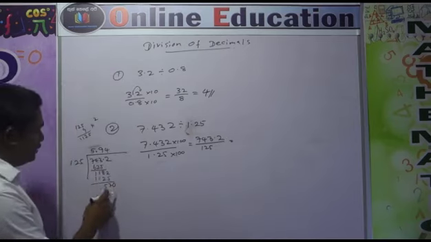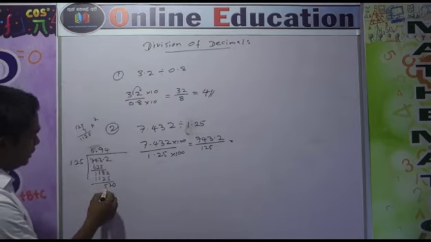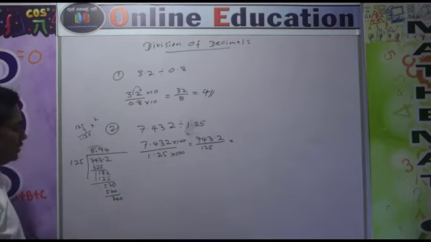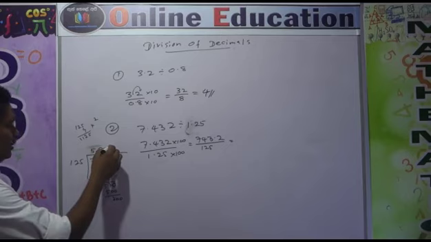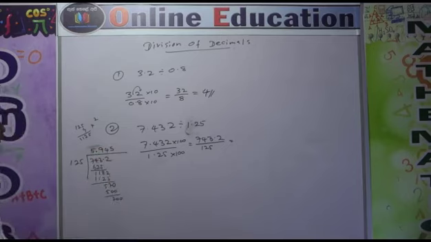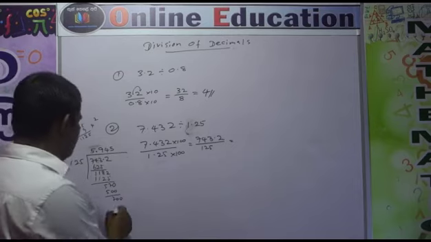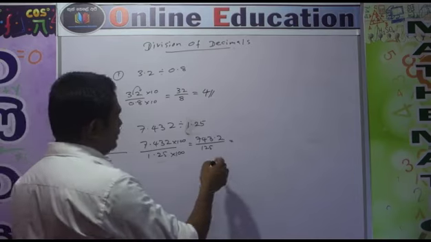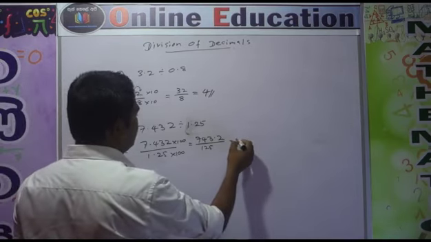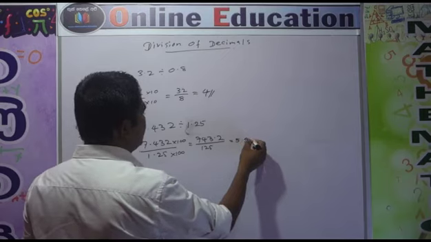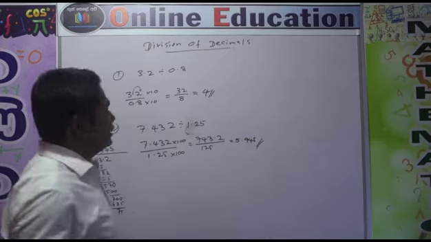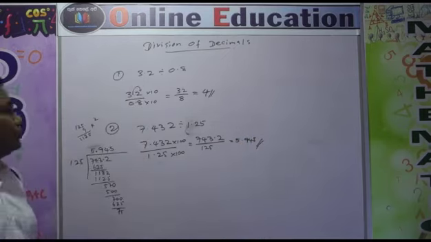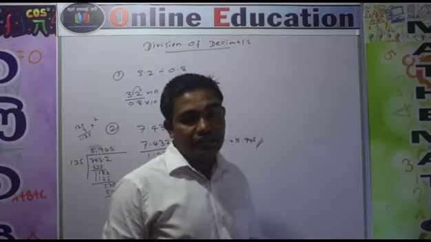If you want to continue again, you can continue this one again, put 0. 700. There are 5. Again 625. 75 remaining. Okay. Here the answer is 5.945. Right. This is the way that we use to divide decimal numbers.